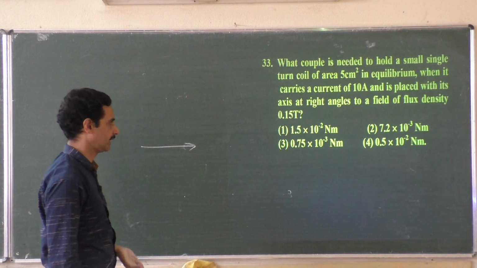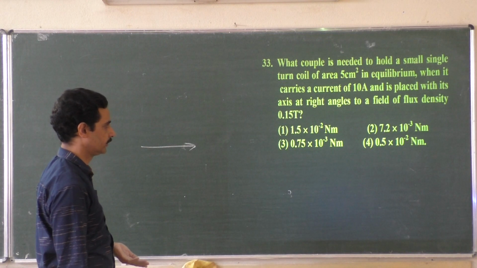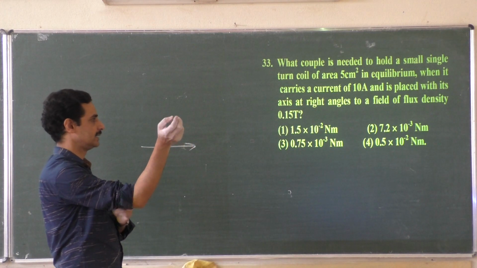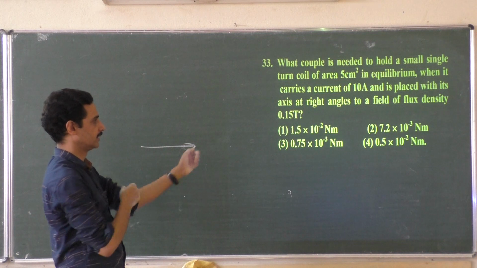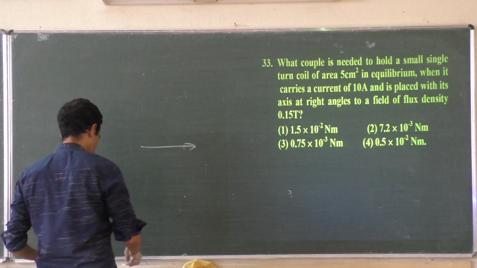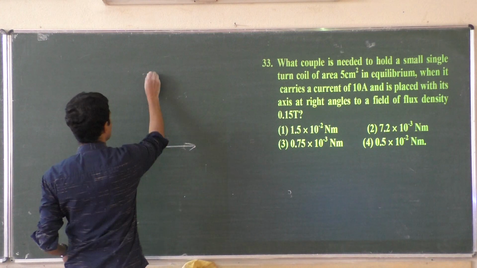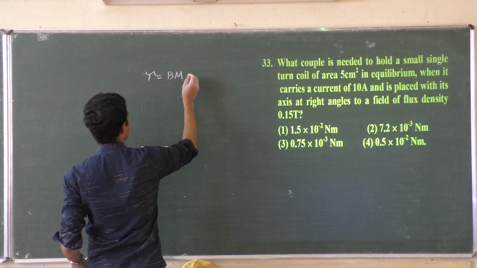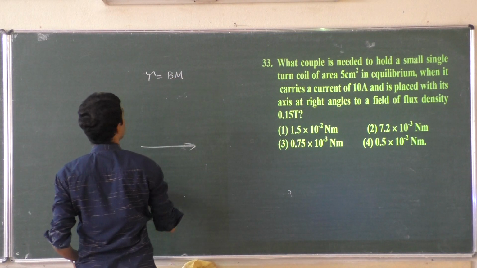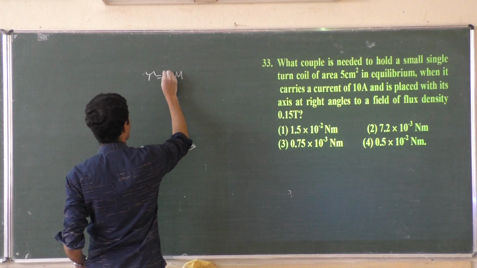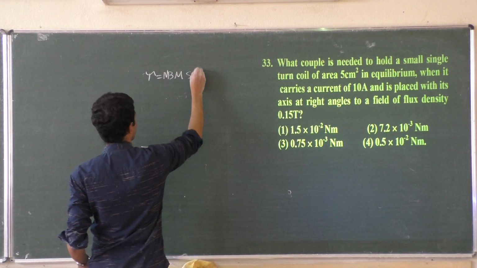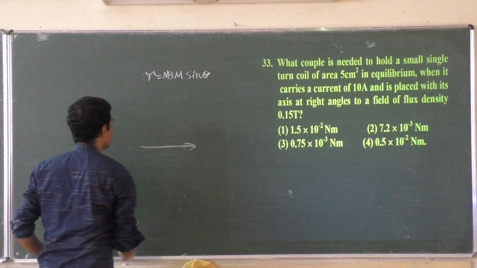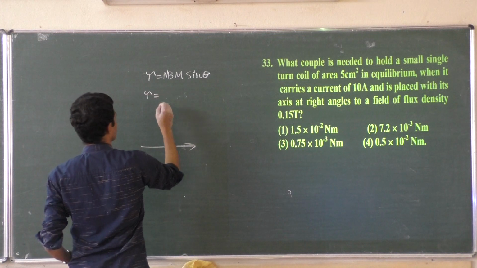And with the coil placed at right angles to the field, flux density 0.15 Tesla, the normal to the coil is parallel to the magnetic field. So cos 0 is 1. So what is the couple? Tau is equal to the torque acting on any coil placed in a magnetic field, n Bm sin theta, right? Now theta here is 90 degrees. Tau is equal to the number of turns, 1.